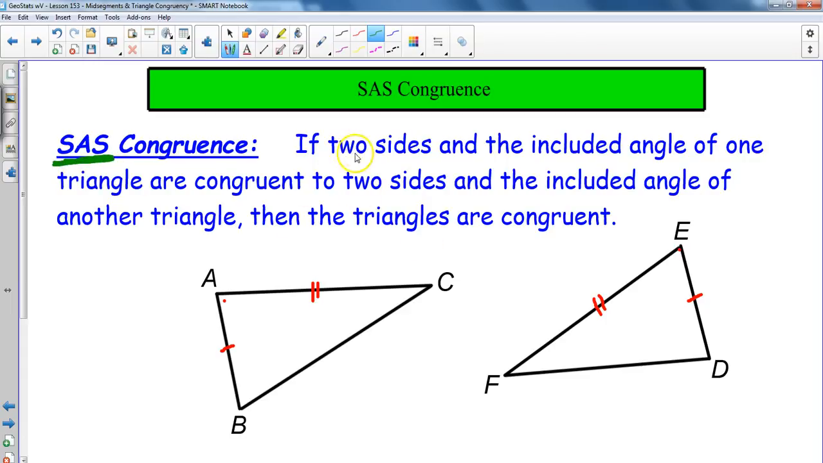Our next shortcut is the side angle side shortcut. What this says is if two sides and the included angle, and this is the important part of what we just talked about, or in other words, the angle that is in between them, of one triangle are congruent to two sides and the included angle of another, then the triangles have to be congruent. In other words, if I've got two sides and the angle that's in between them, and they match up for two separate triangles, then I know the triangles have to be the exact same triangles.